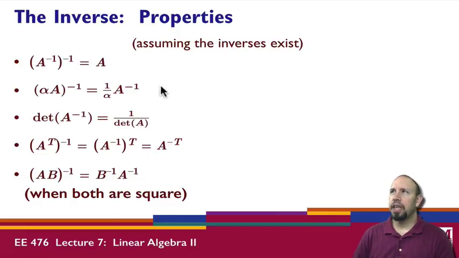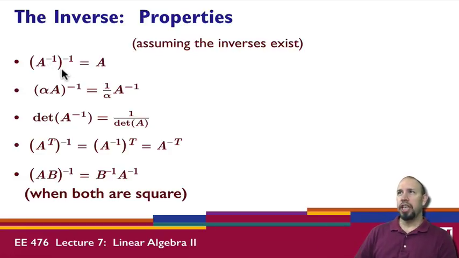So here are some properties of the inverse. Again, assuming the inverses exist. If I take the inverse of the inverse matrix, I get the original matrix back. And you can go through and prove these properties just by the definition of the inverse. For example, if I take this matrix A and multiply it by A inverse, I'll get the identity, and vice versa. So you can easily go through and show these properties using the basic properties of the inverse.